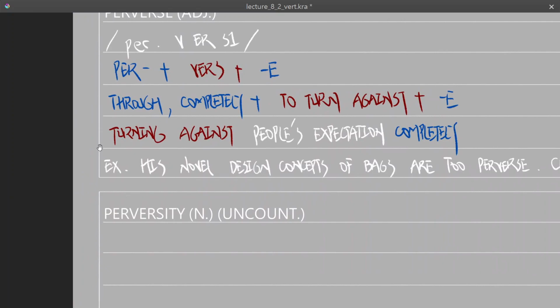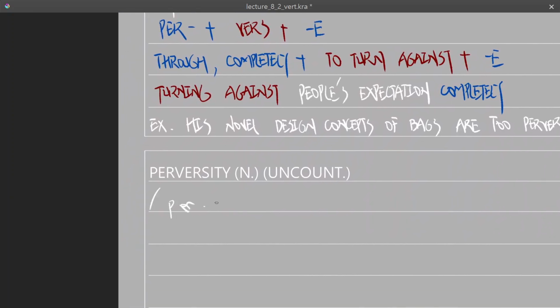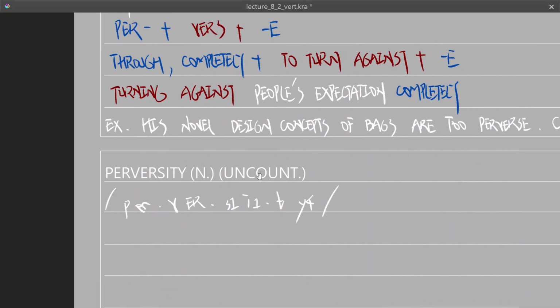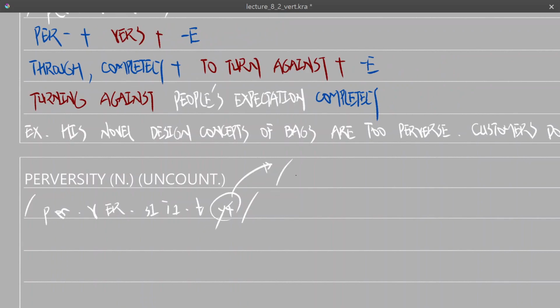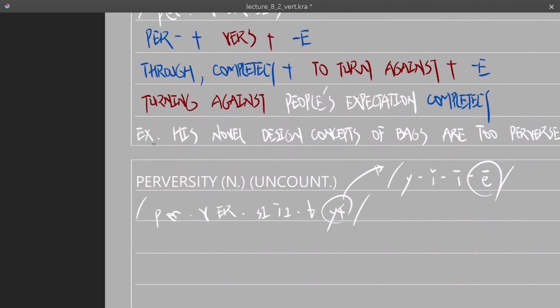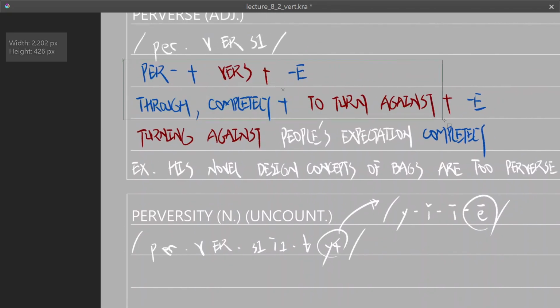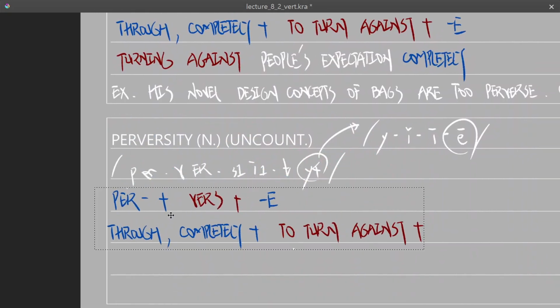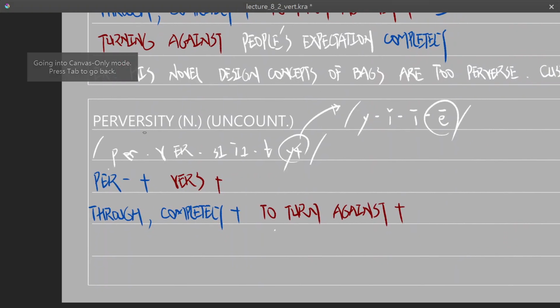Cool, next we have perversity. The fourth sound of here, E-R-E, is the fourth sound of here. Perversity. And again, we have perverse, the same. To save some time, let's copy this again. Perverse.